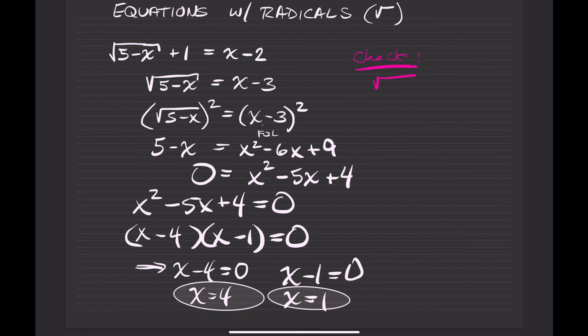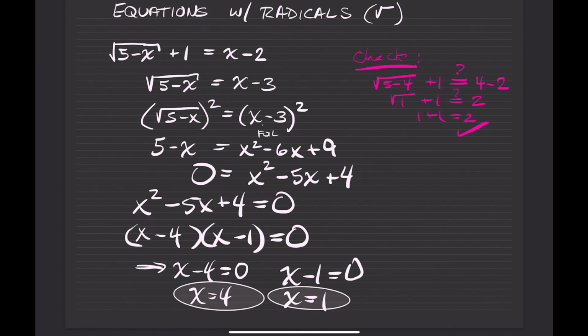So we have the square root, if we check 4, of 5 minus 4, plus 1. We want to know if that's equal to 4 minus 2. And so we'd get the square root of 1 plus 1. Is that equal to 2? It is.